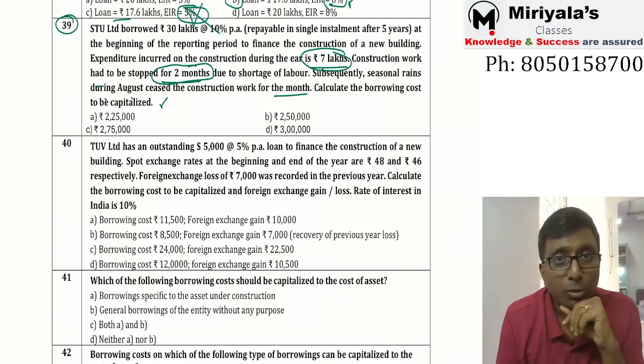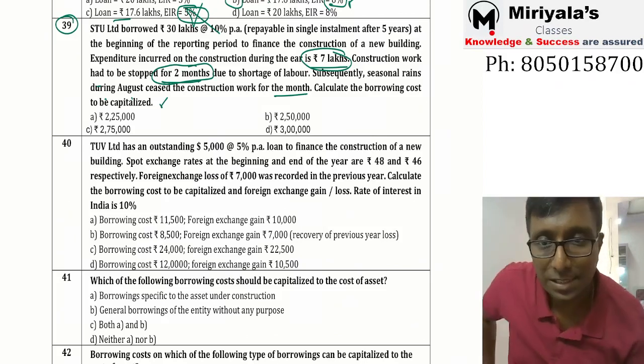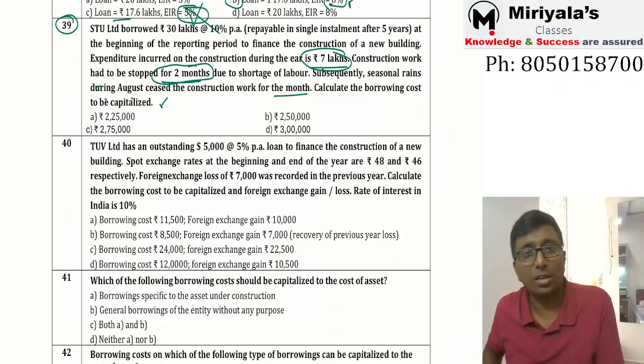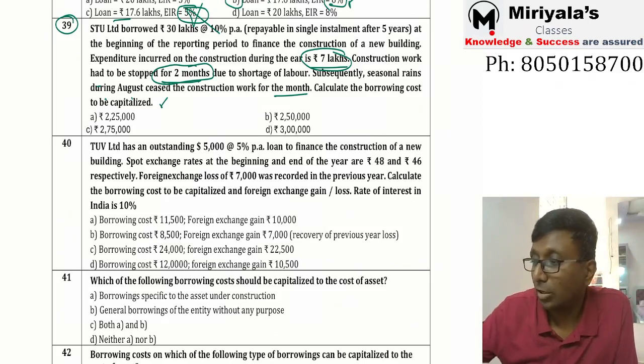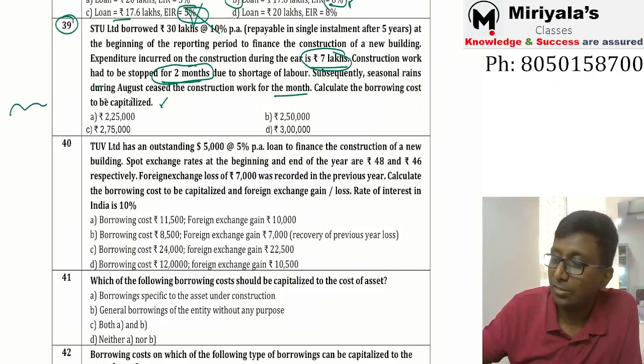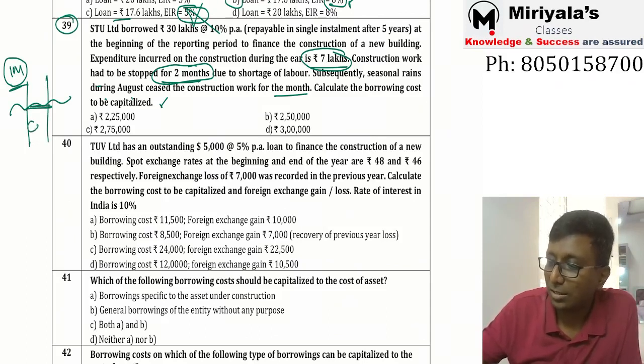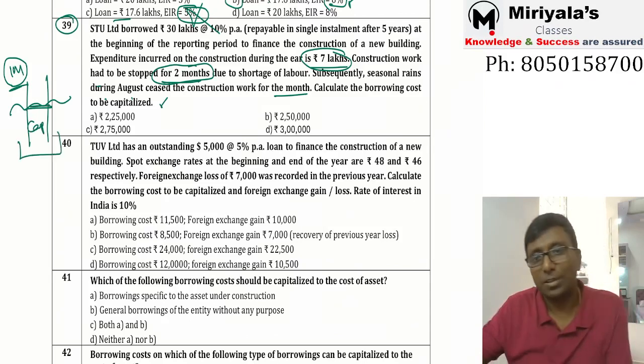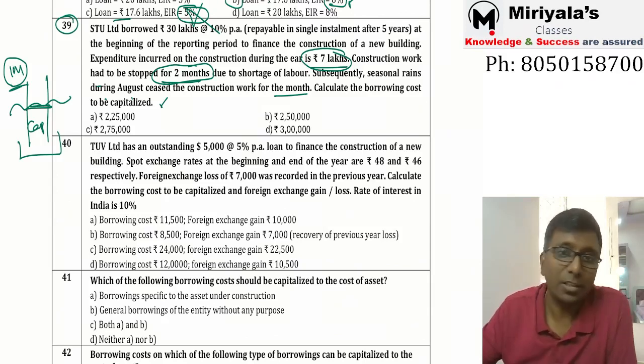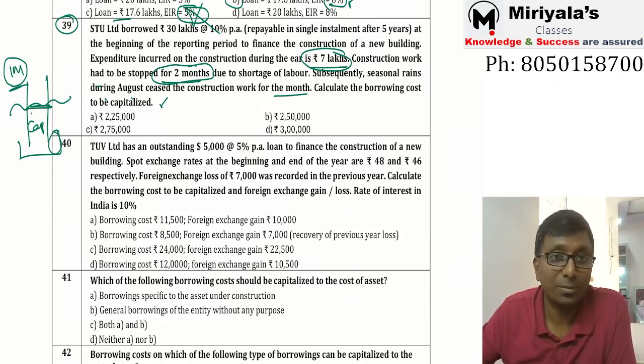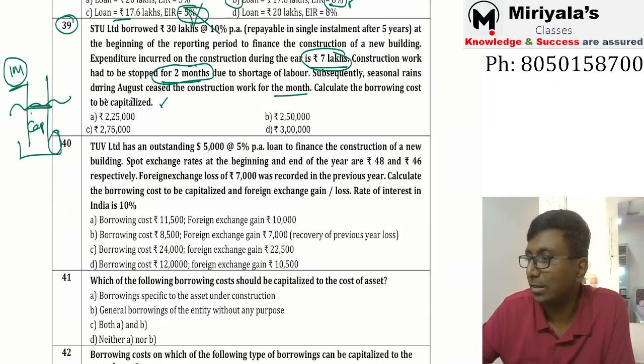Now the question: subsequent to seasonal rains during August. Seasonal rains, no, it's not an abnormal circumstance. It is a normal circumstance. I'm sorry. Yes, yes. I taught you, if you remember, one question I taught you, there is a river and construction is going on. During that 1 month of the construction period, whatever the borrowing cost incurred is supposed to be capitalized. But in a specific year, if you have 2 months of heavy rains and water flow is high, then 1 month should be capitalized, and another 1 month should be considered abnormal and charged to P and L. And I taught you that in the classroom.